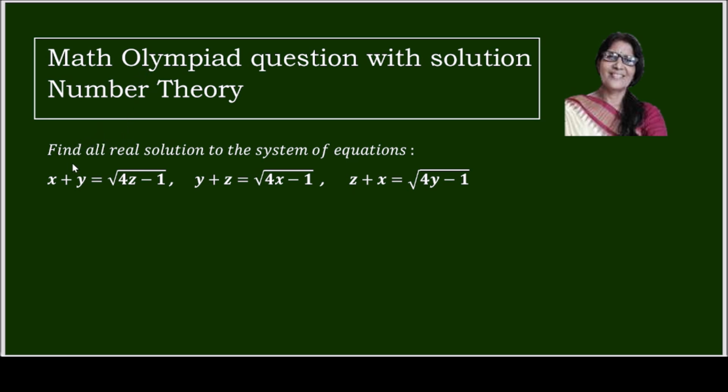Today I have taken an Olympiad question from number theory. Find all real solutions to the system of equations: x plus y equals square root of 4z minus 1, y plus z equals square root of 4x minus 1, and z plus x equals square root of 4y minus 1.